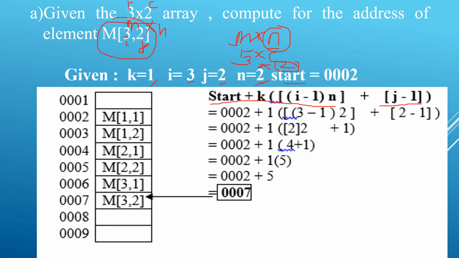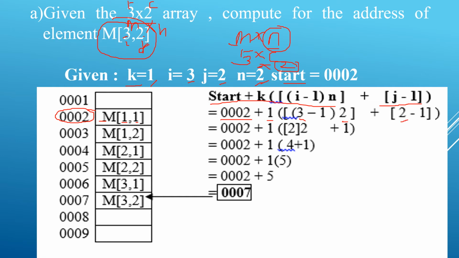Now, nasaan yung first element of the array? First element of the array is yung merong subscript na 1, row 1, and column 1. So, M11. Okay, so that is the address 0002. So by applying the formula, we have start plus k multiplied by the term (i minus 1) times n plus (j minus 1). Try to substitute first all the variables. So, we have start is 0002, and then k is 1. And then for our i is 3, n is 2, and then j is 2.